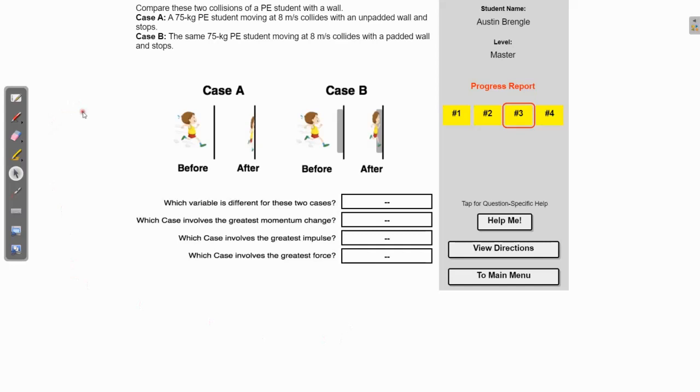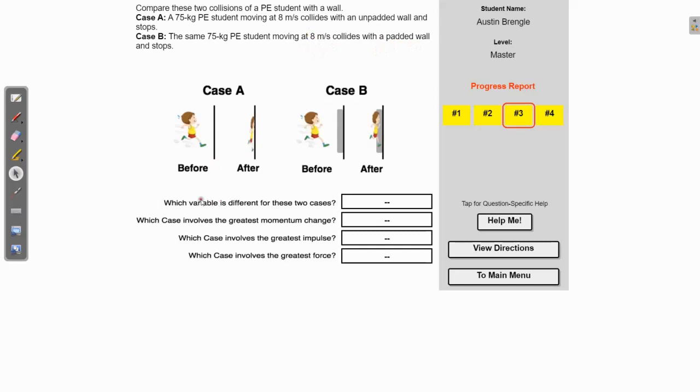So this problem states that there are 2 collisions of a PE student with the wall. In the first collision, case A, which is this one here, a 75 kilogram student moves at 8 meters per second. He collides with an unpadded wall and stops. In case B, the only difference is that the wall is padded. So same mass, same velocity, but the padding on the wall stops him.